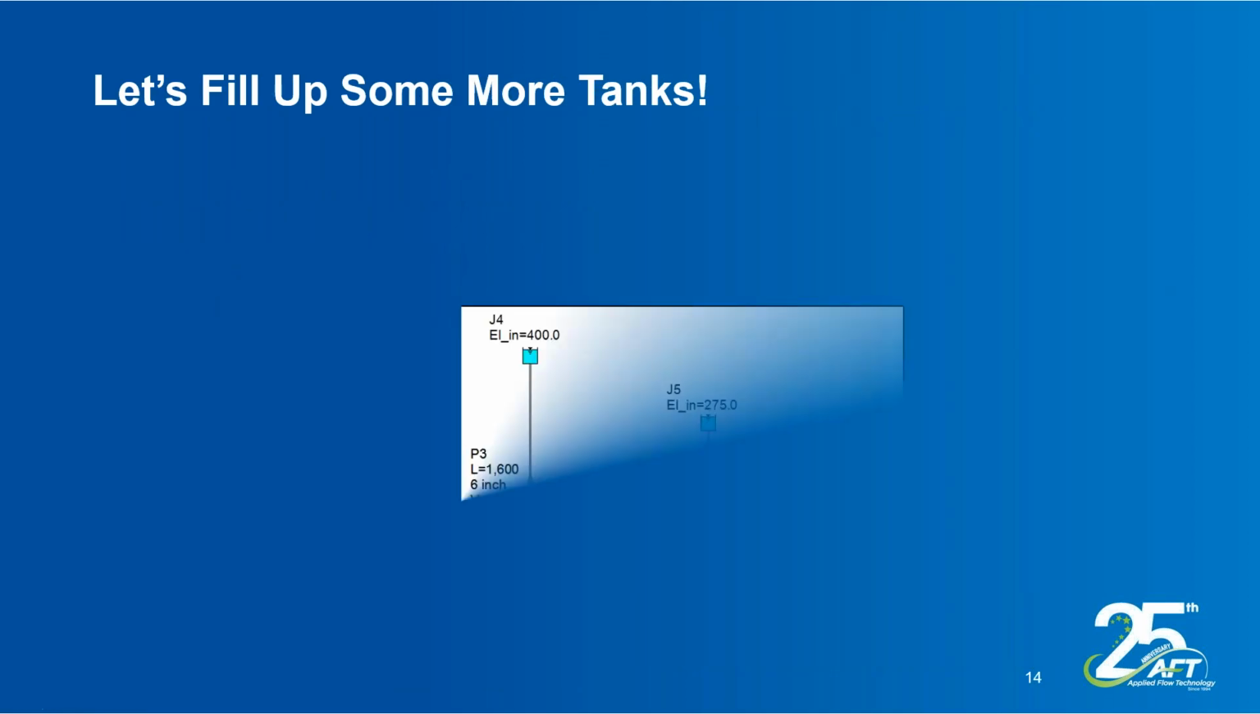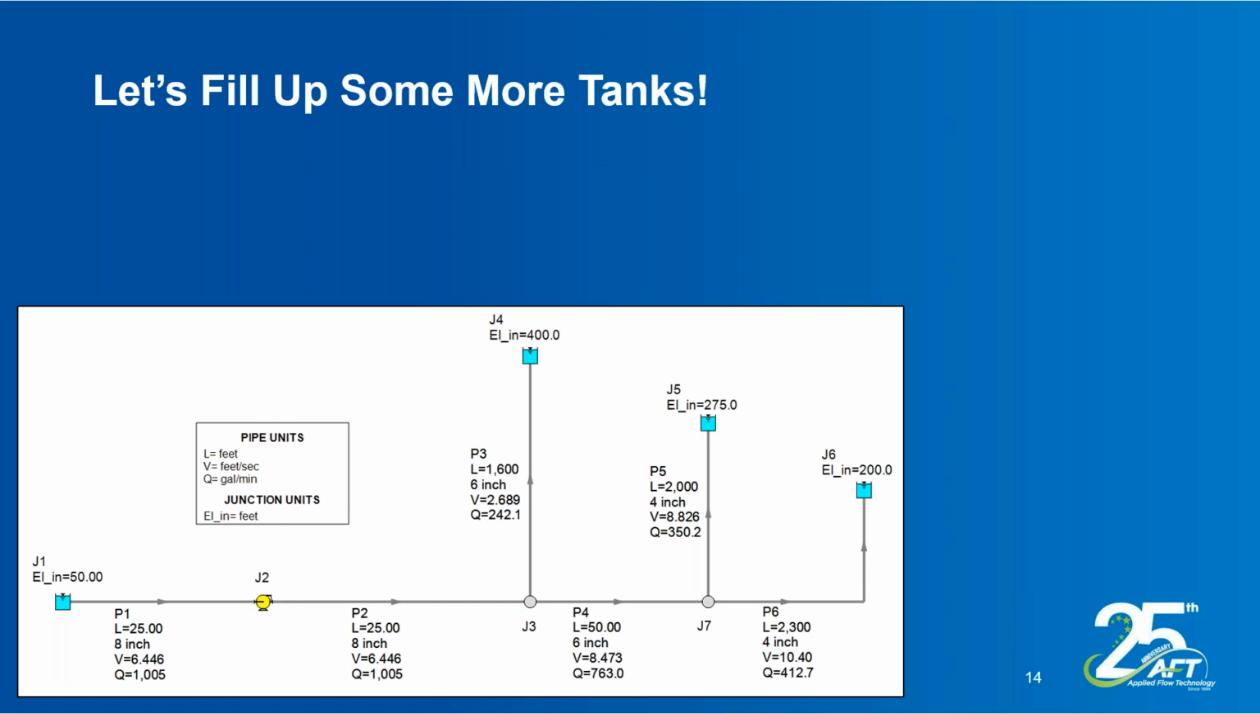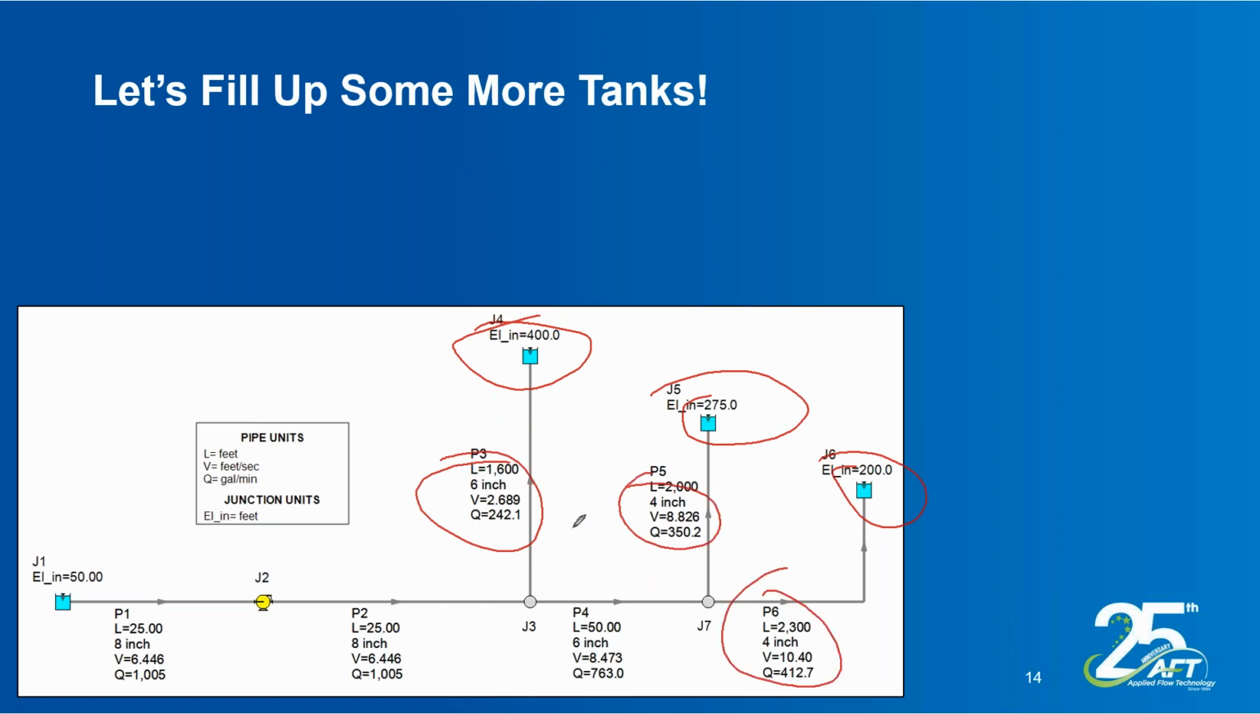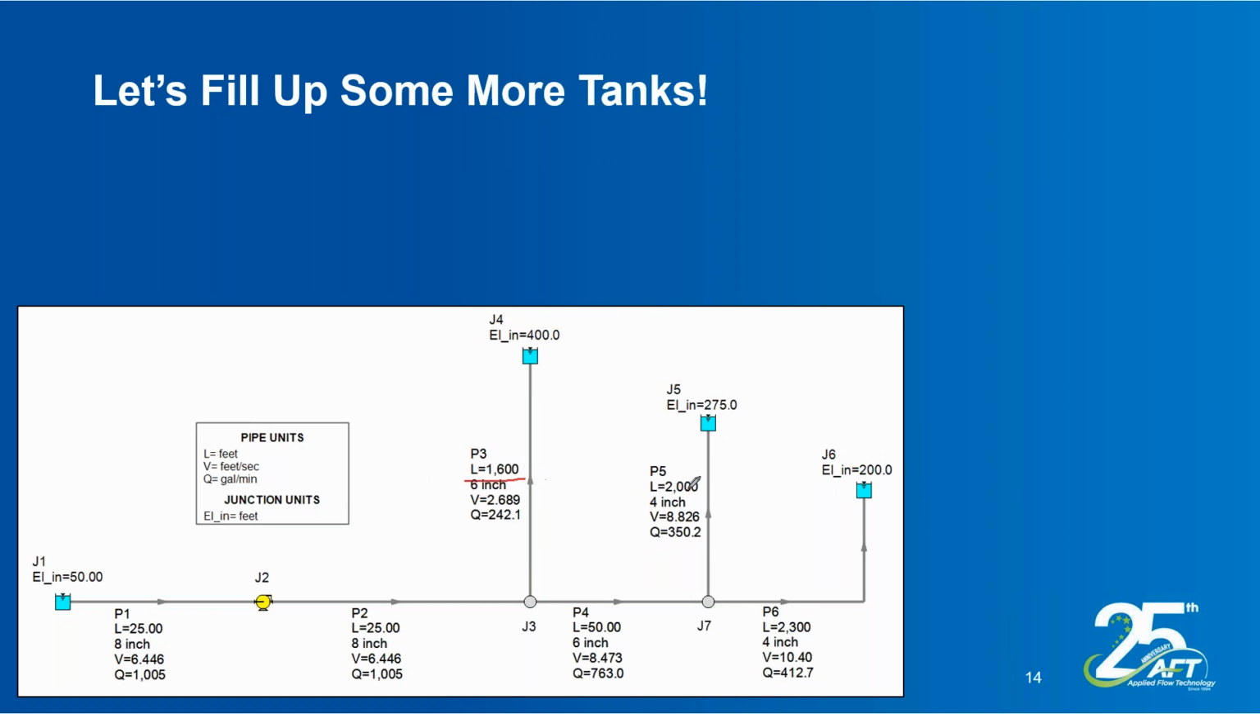So let's fill up some more tanks. I have a system that I'm going to model here where I have 3 different discharge tanks. They are all at different elevations. So I've got a tank at a 400-foot elevation, 275, 200. I've got different diameter piping, 6-inch, 4-inch, 4-inch. I've got different lengths. If you take a look at the lengths, I've got 1,600 feet, 2,000 feet, and 2,300 feet. And so that's how I'm modeling my system.